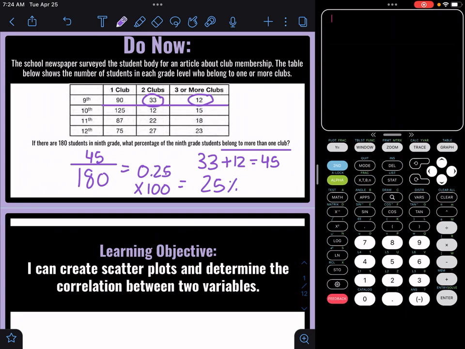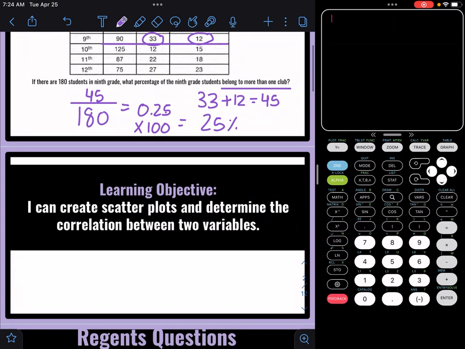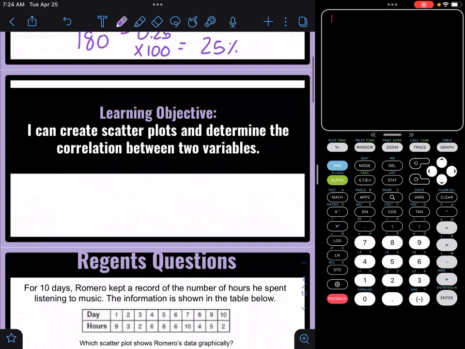Make sure that you turned in the homework from yesterday. And today we are going to be going over creating scatter plots and determining the correlation between the two variables.